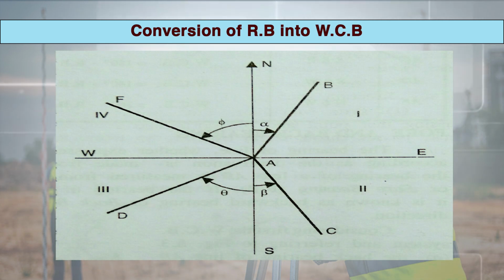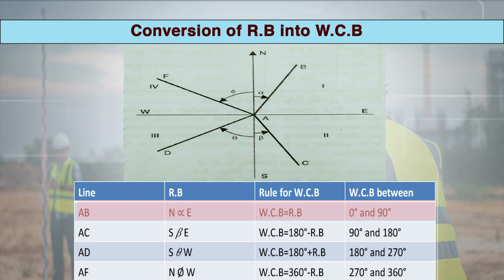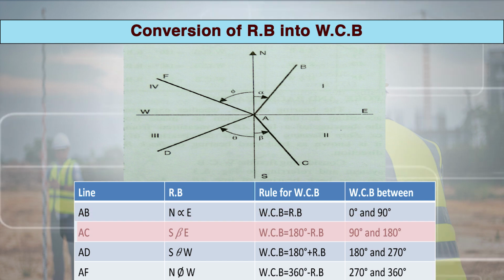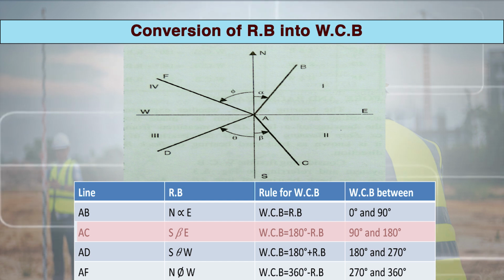Now, we will be converting RB into the WCB system. Check out this figure, where again 4 survey lines are given in the reduced bearing system. We have to convert it into the WCB system. Firstly, we will discuss survey line AB. Reduced bearing is north alpha east, and the rule for converting to WCB is that it is equal to RB. There is no change. WCB will be between 0 and 90 degree, in the first quadrant only. Next, we will discuss survey line AC. Reduced bearing is south beta east, and the rule for changing into WCB is 180 degree minus reduced bearing. It is 90 degree to 180 degree. From the figure it will be 180 degree minus beta.